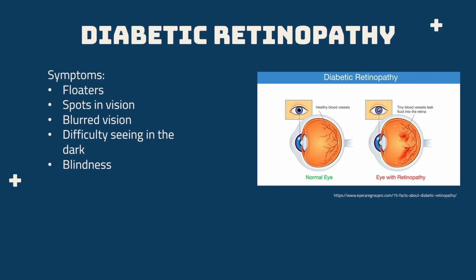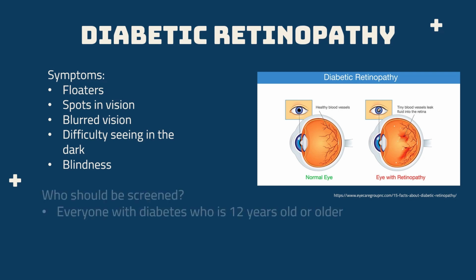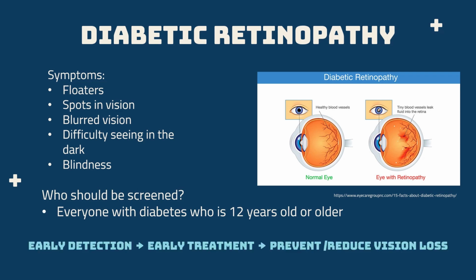Because diabetic retinopathy can be asymptomatic in the early stages, eye screening is recommended for everyone with diabetes who is 12 years or older, because everyone with diabetes is at risk for diabetic retinopathy. The longer you have diabetes, the more likely you are to develop diabetic retinopathy. Screening is offered because screening can detect problems in your eyes before they start to affect your vision, and if problems are caught early, treatment can help prevent or reduce vision loss.